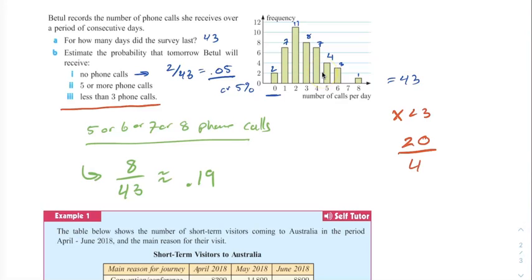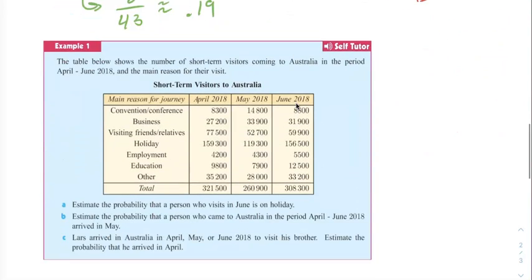And then you want that over 43. And then we just divide that to get our probability. And we get about 0.47. So you had a 0.47 probability or 47% probability of getting less than 3 phone calls. Okay, let's go on to the next one.